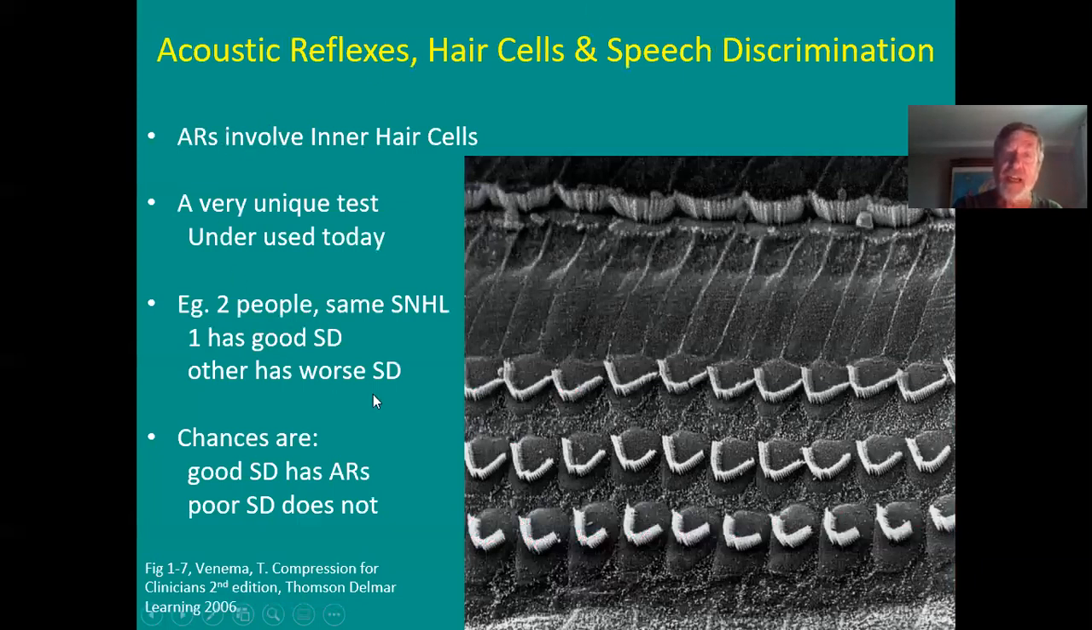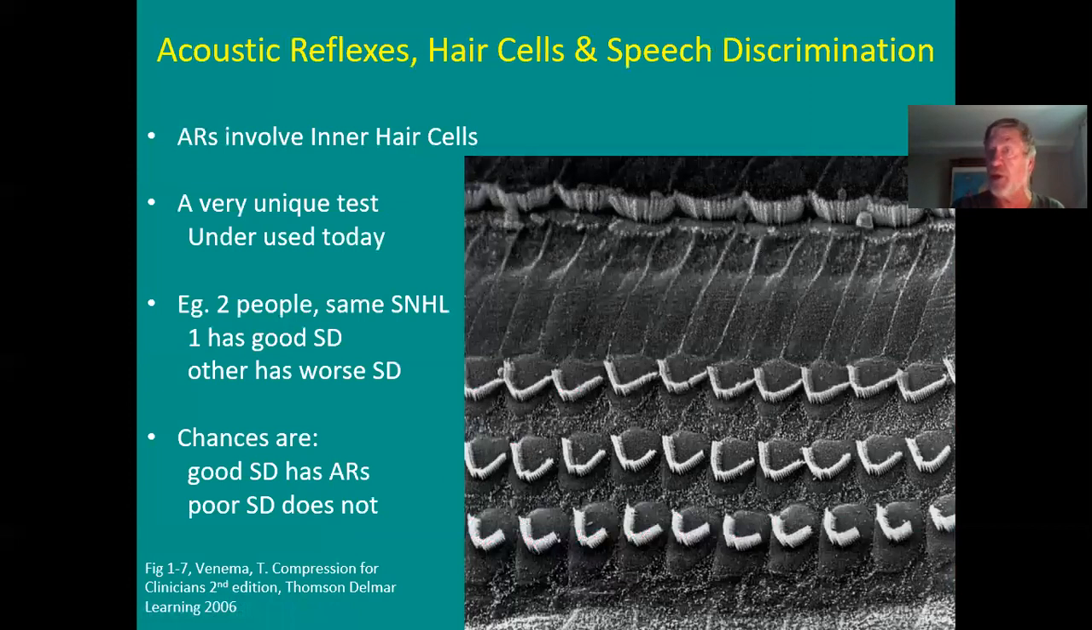So have a read of this slide. Very important. Acoustic reflexes involve inner hair cells, a very unique test underused today. Two people with the same sensory neural loss, one might have good speech discrimination, the other one worse. Chances are the good speech discrimination person has acoustic reflexes at reduced sensation levels, whereas the person with the poor speech recognition or discrimination may have damage to both sets of hair cells, and that's what's giving rise to his or her hearing loss.